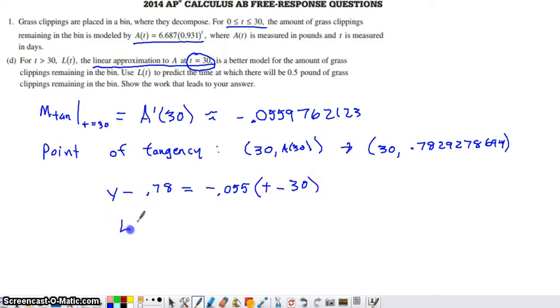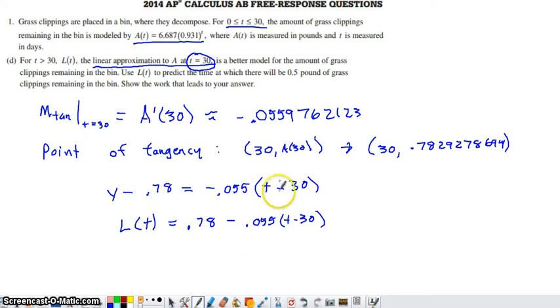So what is the formula for L of t? Well, L of t is going to basically be this equation once it's solved for y. To solve for y, you would just add 0.78 to this other side. So if we had 0.78 and then minus 0.055 times the quantity t minus 30, here's your formula for L of t. Here's the linear approximation to this function at t equals 30.